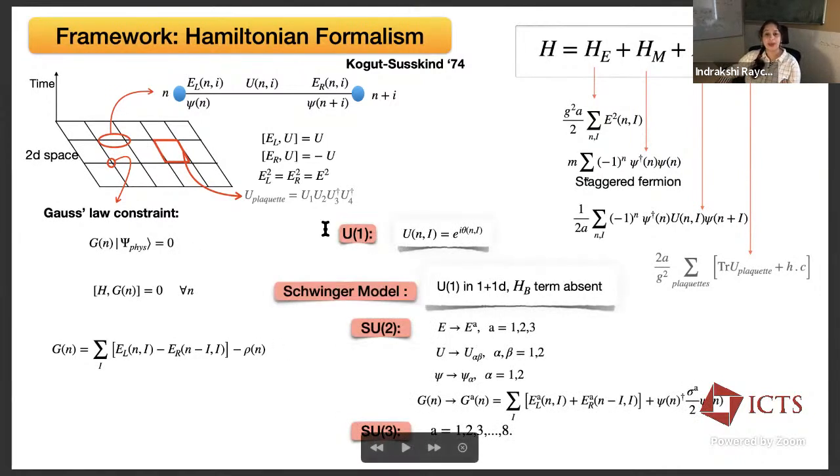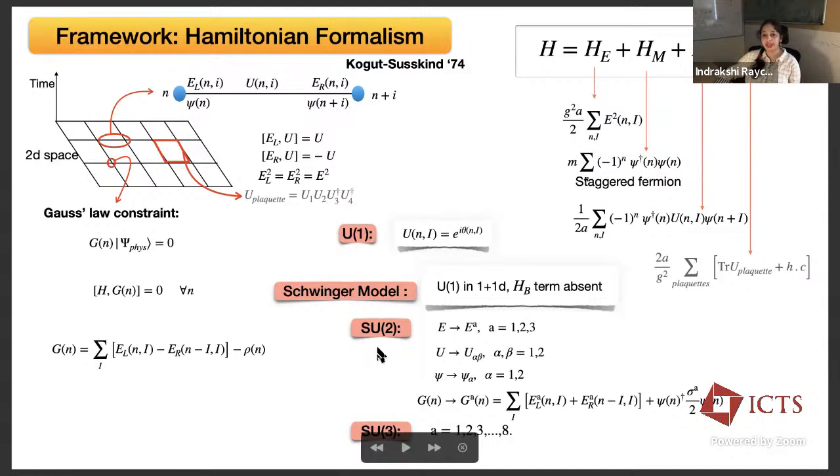If you look at the abelian gauge theory, such as with gauge group U(1), there the link operator holonomy is just a phase. And the Schwinger model that one is mostly interested in is in 1 plus 1 dimensions. So there the plaquette term doesn't exist, so the magnetic term from the Hamiltonian drops. The Hamiltonian becomes pretty simple.